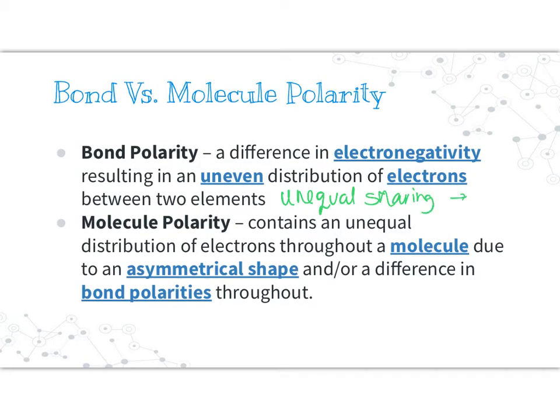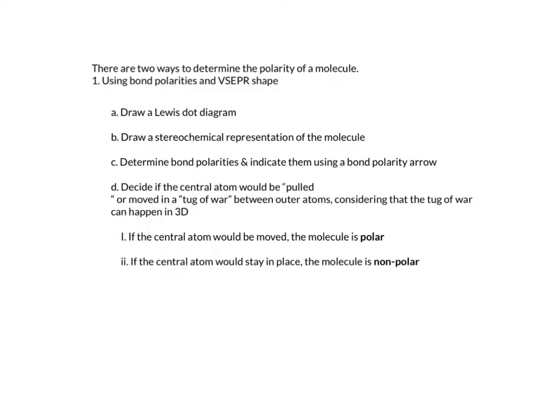The molecule polarity contains an unequal distribution of electrons throughout an entire molecule, not just a bond, due to an asymmetrical shape and/or a difference in bond polarities throughout. So this is like adding up all bond polarities and considering the entire molecule. So in bonds, we're just looking at each individual bond. In molecule, we're looking at the whole thing altogether.